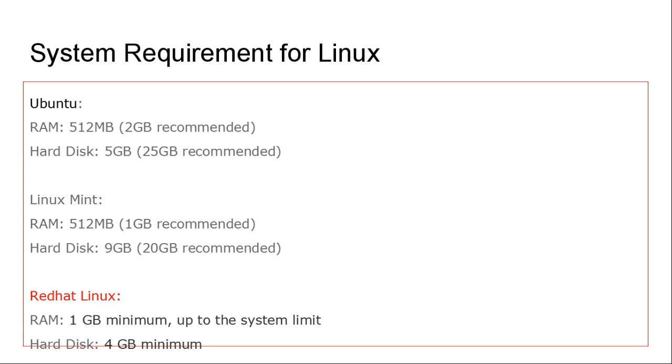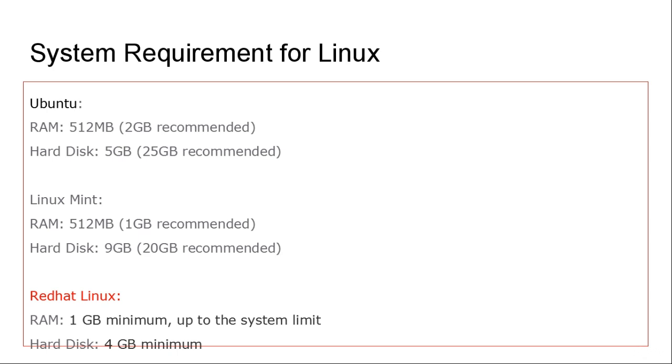And here are the system requirements for Ubuntu, Linux Mint and Red Hat. For Ubuntu you need a minimum of 512 MB RAM, and 2 GB is recommended. It can also run with 512, but you may find some sluggishness, so 2 GB is recommended. For hard disk you should have a minimum of 5 GB, but if you have 25 GB, that is well and good for your Ubuntu operating system.